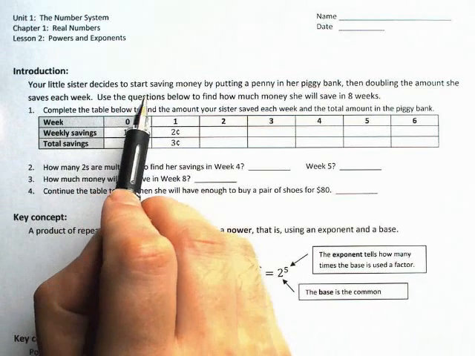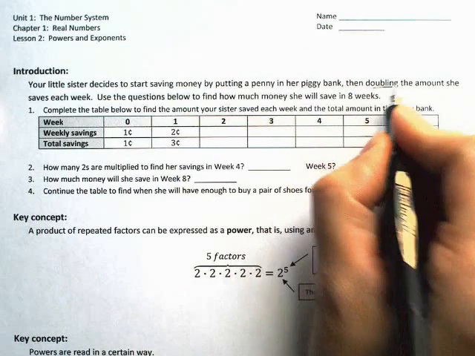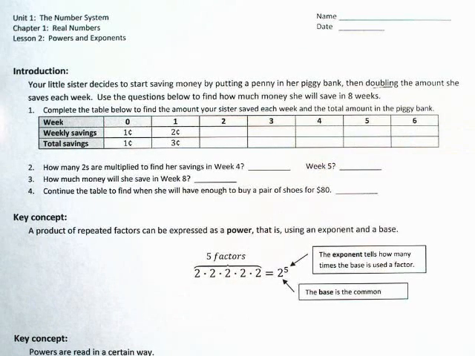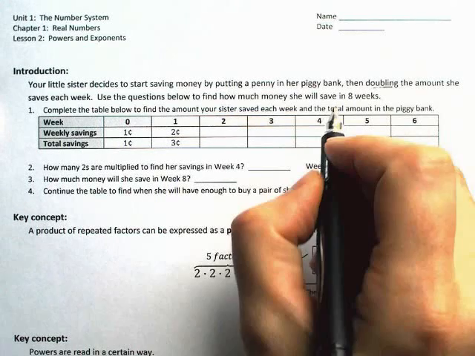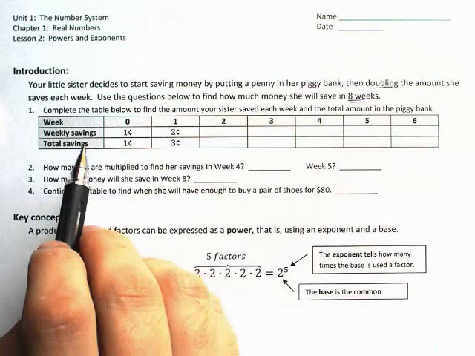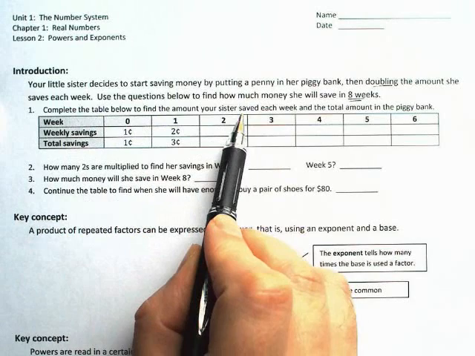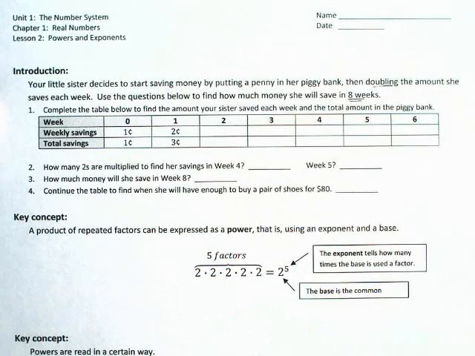Your little sister decides to start saving money by putting a penny in her piggy bank and then doubling the amount she saves each week. Use the questions below to find how much money she will save in 8 weeks. So I see a table, and question 1 says complete the table to find the amount your sister saved each week and the total amount in the piggy bank.